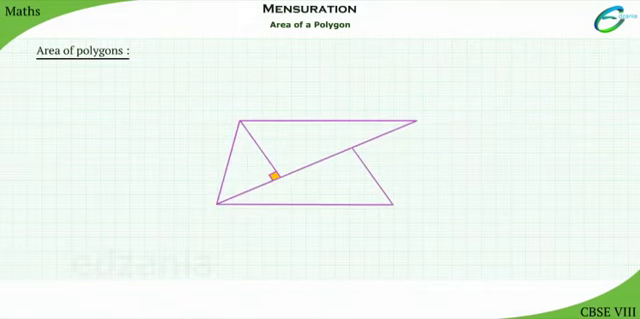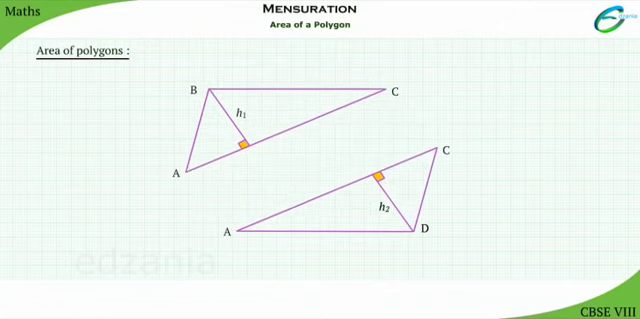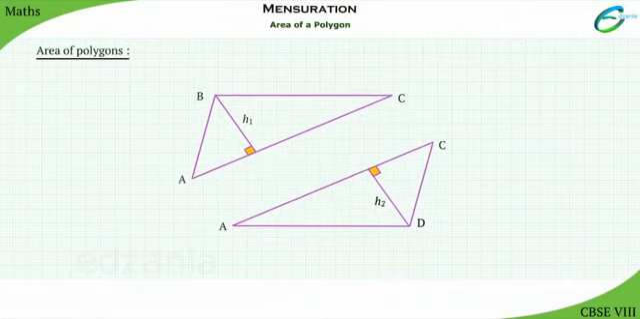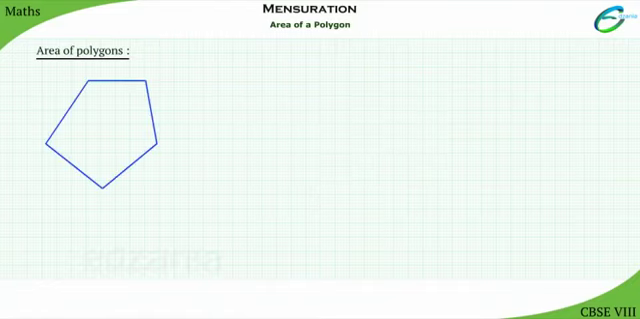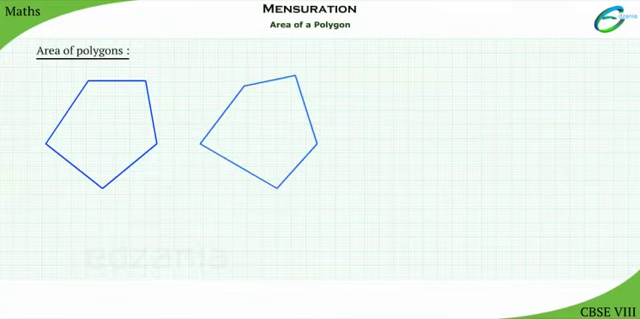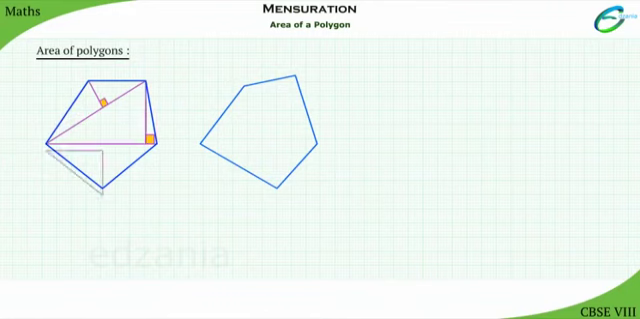While finding the area of a quadrilateral, we split the quadrilateral into triangles and then find its area. Similar methods can be used to find the area of a polygon. Let us consider a pentagon. We can split the pentagon in different ways as shown here.